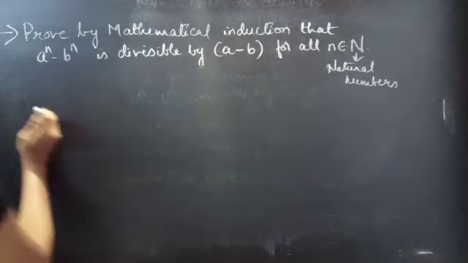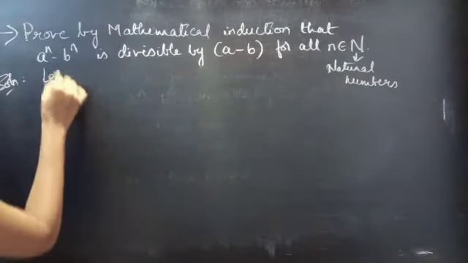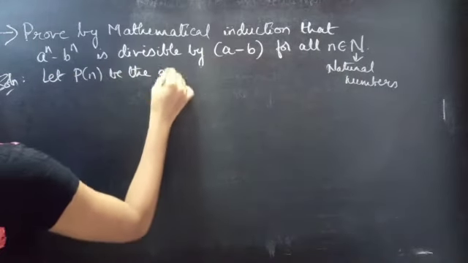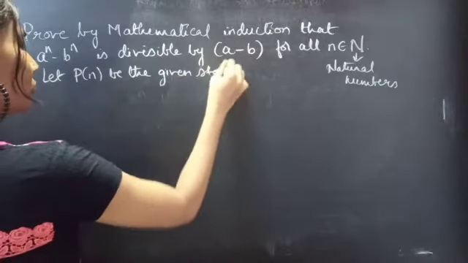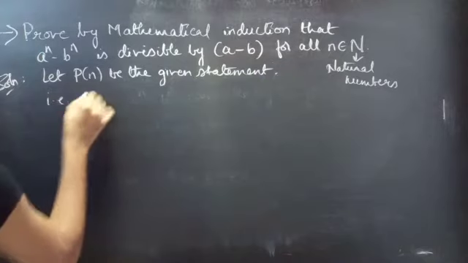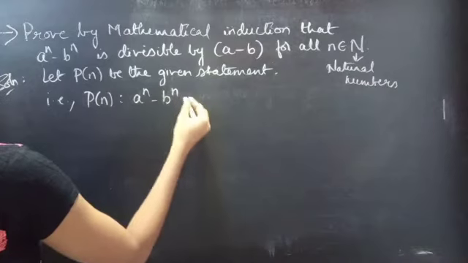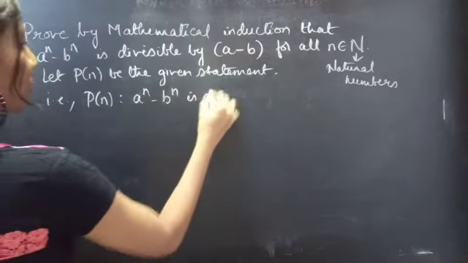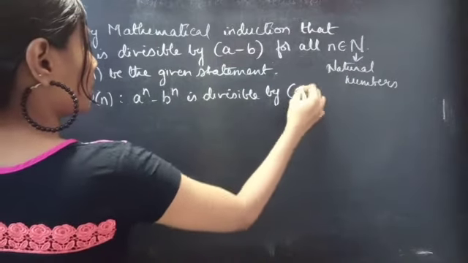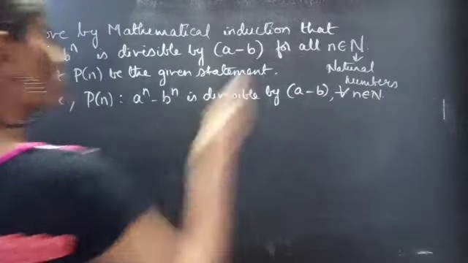So we know that, solution: let P(n) be the given statement, that is P(n): a^n minus b^n is divisible by a minus b for all n belongs to natural numbers.